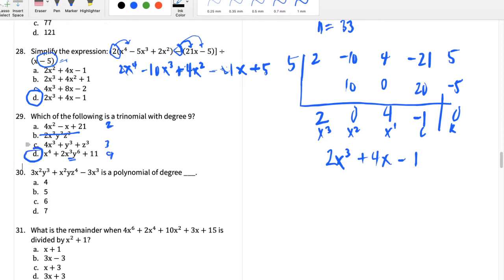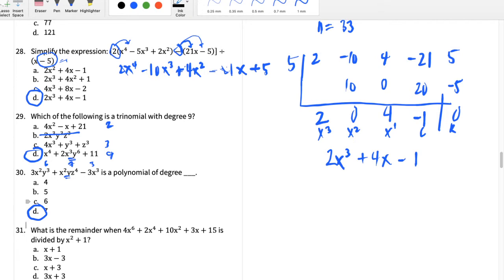Okay, number 30. 3x squared y cubed plus x squared y z raised to 4 minus 3x cubed is a polynomial of degree. Okay, so here, this term has a degree 6. Ito, ang degree ng term na to is 7. How about this one? 3. So may highest degree is this term. So yun yung susundin natin. The degree of the whole polynomial would be letter D, 7. Tama ba? Yes.